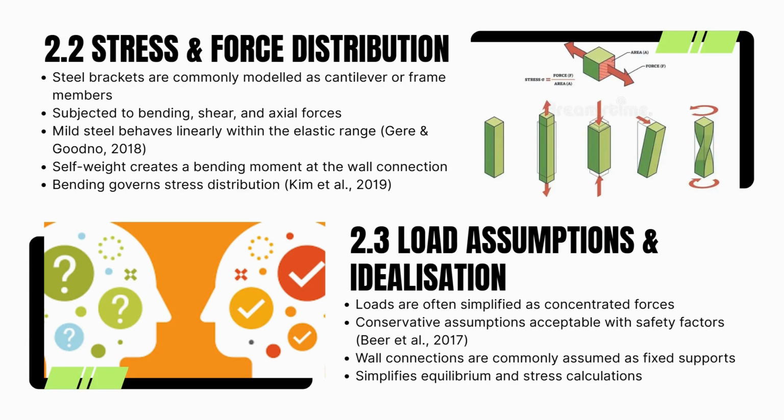Next, stress and force distributions. Wall-mounted units, like air conditioners, mainly carry their own weight. Free body diagrams show load paths and reaction forces. Steel brackets bend at the wall connections, which governs the stress. Mild steel behaves elastically, so elastic analysis works well.